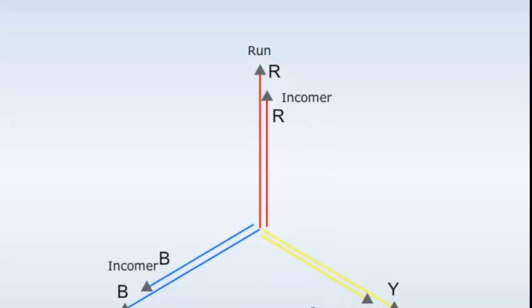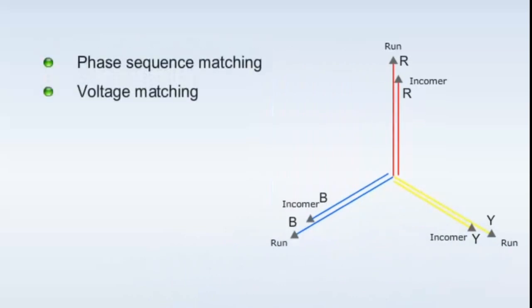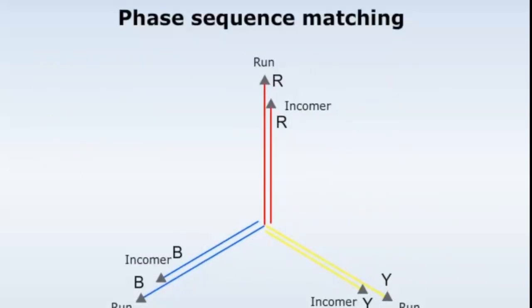There are 4 important conditions for synchronization. They are phase sequence matching, voltage matching, frequency matching, and phase angle matching of both incoming and running alternators. Let us see the first condition, that is, the phase sequence of the incoming alternator should be matched with the phase sequence of the running alternator.